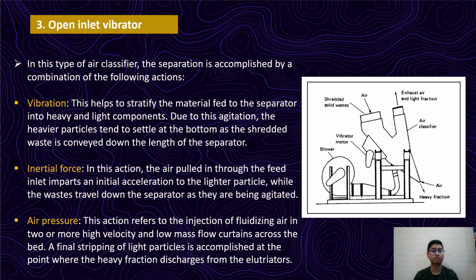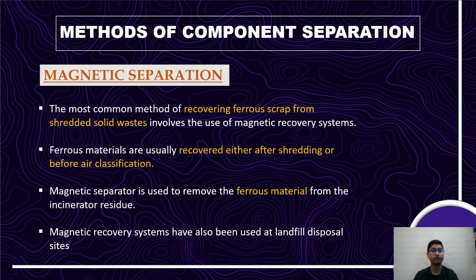Next one is air pressure. This action refers to the injection of fluidizing air into one or more high velocity and low mass flow currents across the bed. The final stripping of light particles is accomplished at the point where the heavy fraction discharges from the elutriators. Next one is magnetic separation.